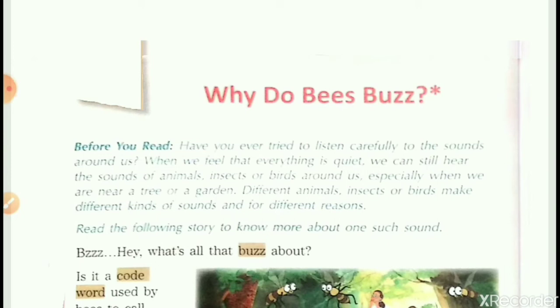Students, today I'll be continuing with lesson 4 of your Wordsworth English Reader book, Why Do Bees Buzz? In this lesson, children, we have learned about why bees make the buzzing sound. Children, those of you who have got books, please turn to page number 28 of your Wordsworth English Reader book. Turn to page number 28, lesson 4, Why Do Bees Buzz?